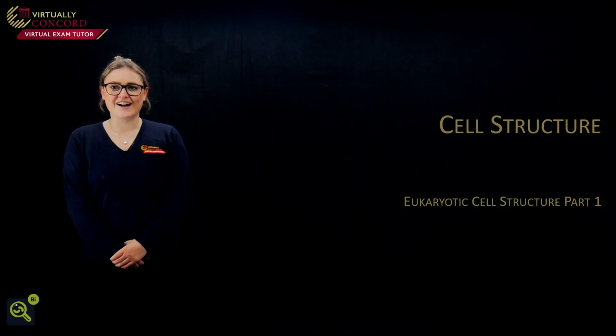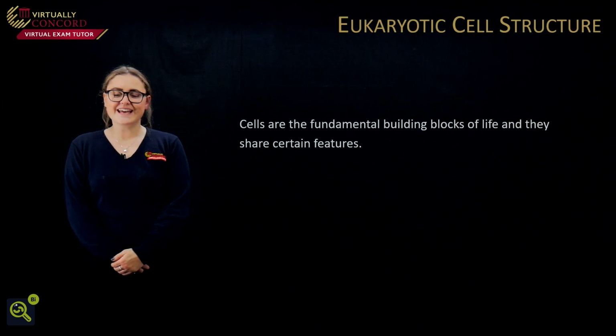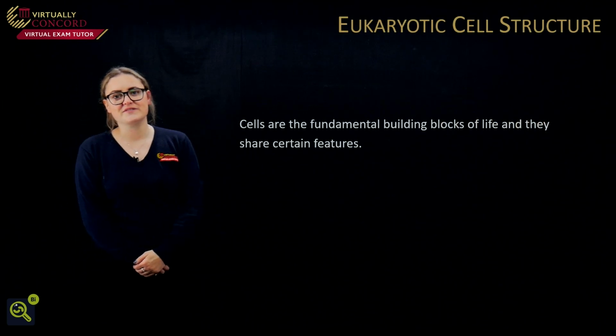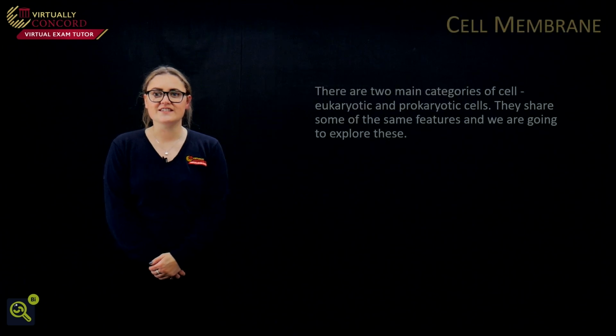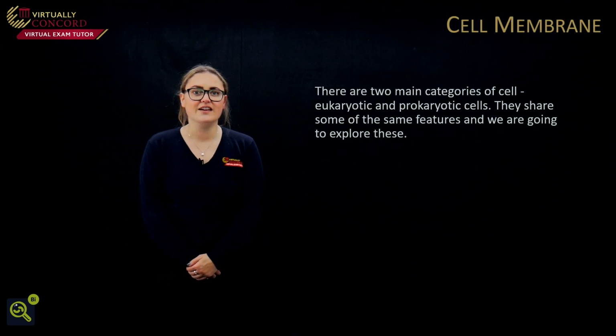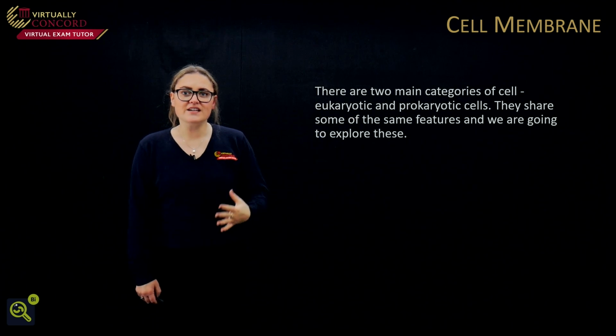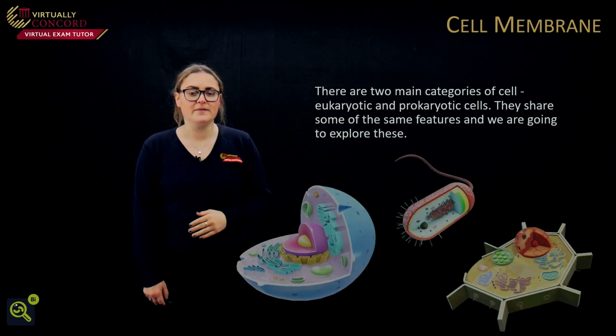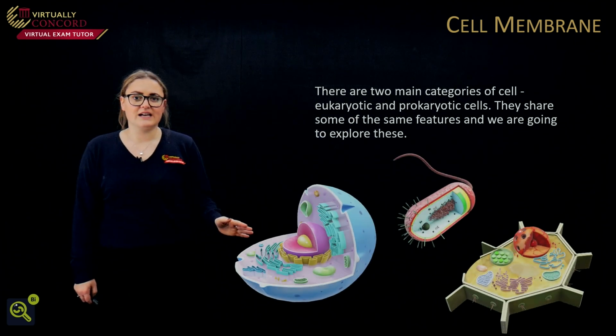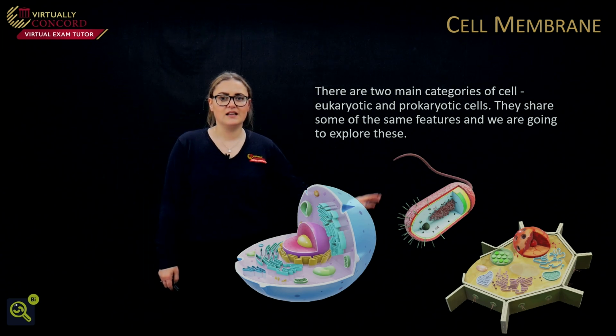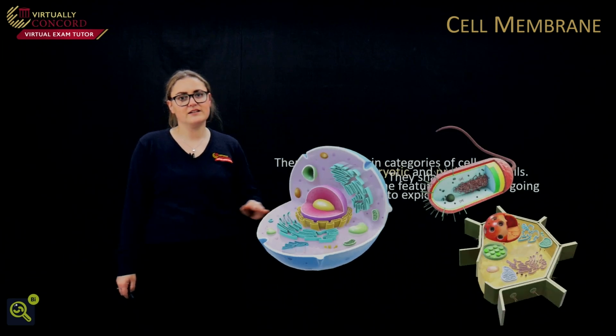In this video, we are going to cover some of the organelles that you'll find inside a eukaryotic cell. Cells are the fundamental building blocks of life and they share certain features. There are two main kinds of cell that you need to know about, eukaryotic and prokaryotic. And because they share some of these same features, we need to have a look at them. So we've got a eukaryotic animal cell, a eukaryotic plant cell and a prokaryotic bacteria cell.